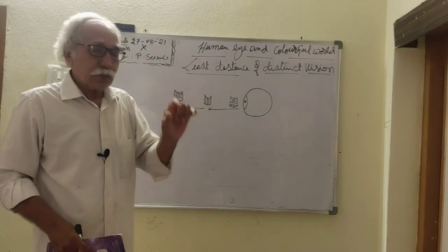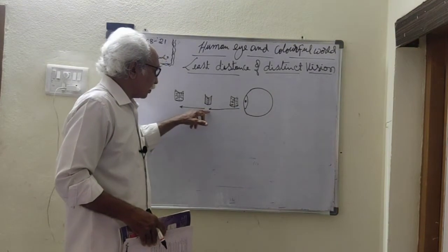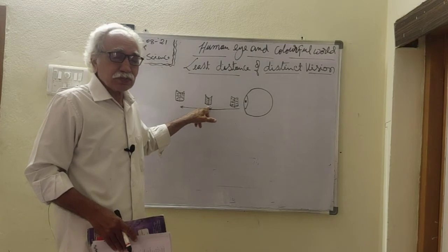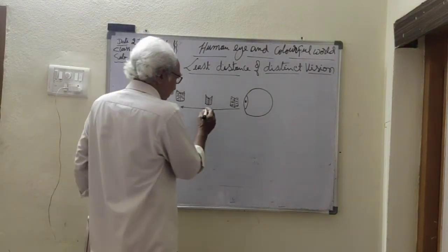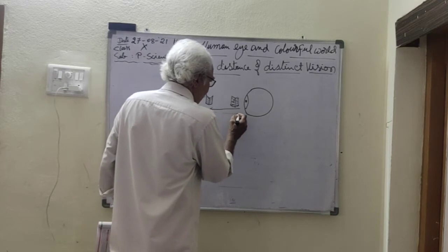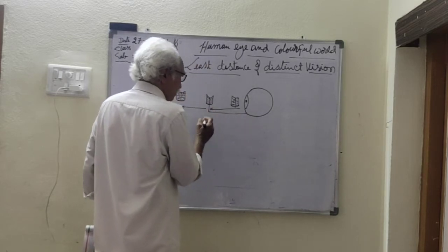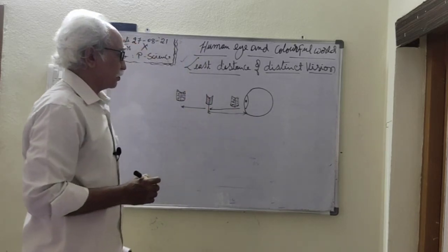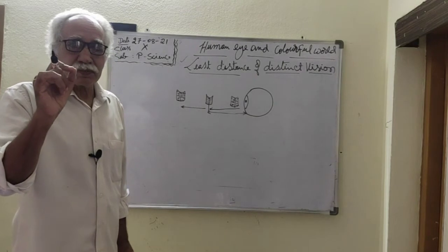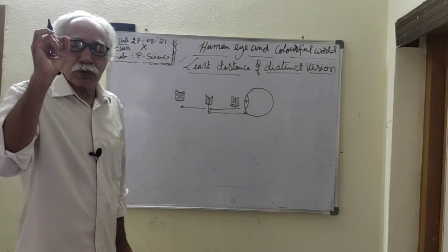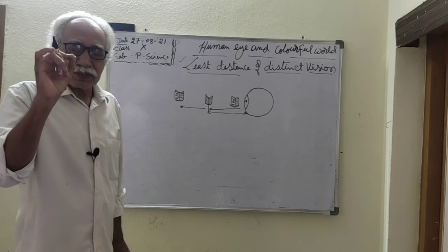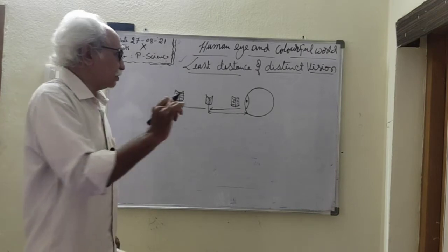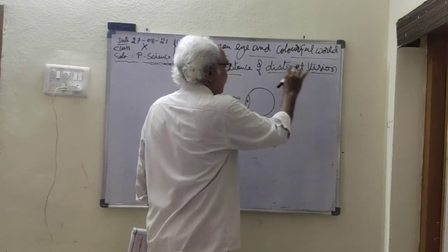So at what distance we get the clear, bright image, bright letters, from that point you measure the distance. This distance is called least distance of distinct vision. Means the minimum distance where we are able to see the letters in the book clearly and brightly. That distance is called least distance of distinct vision.